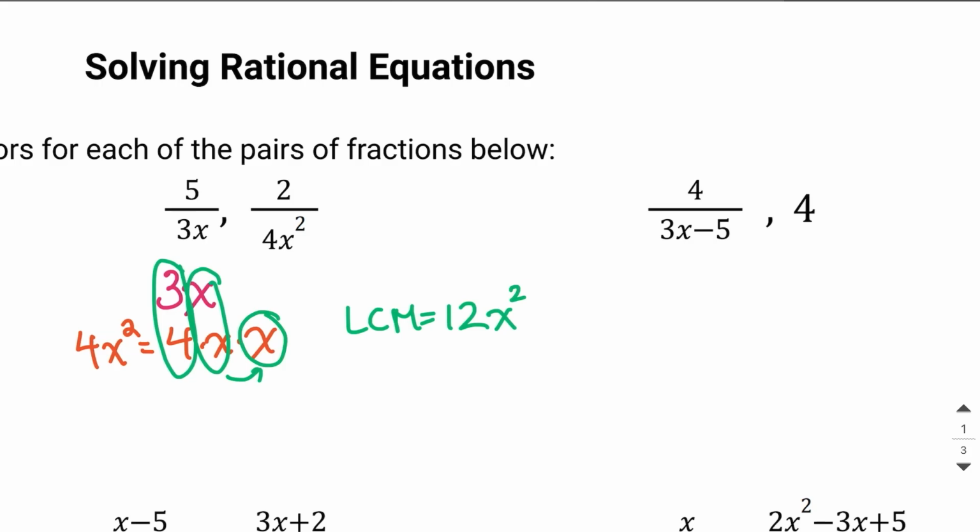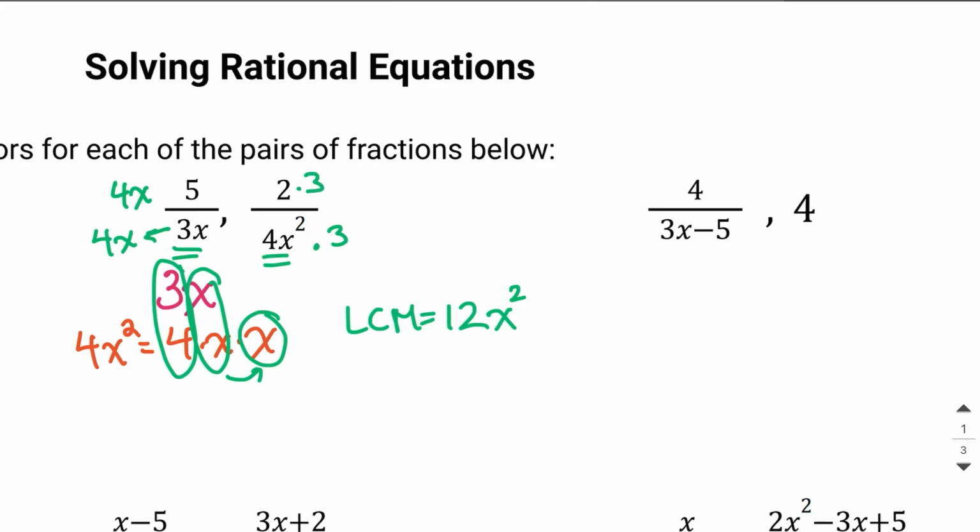And what we're trying to do here is make both of these into 12x squared. We can change a 3x into 12x squared by multiplying by 4x, and we can change a 4x squared into 12x squared by multiplying by 3. And then we can do the same thing with the numerator here as well.